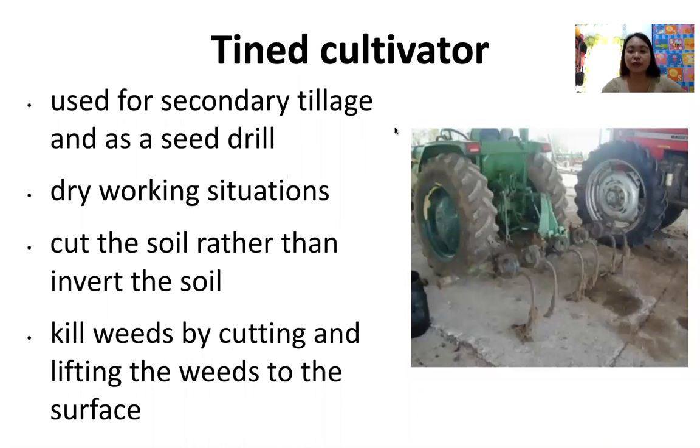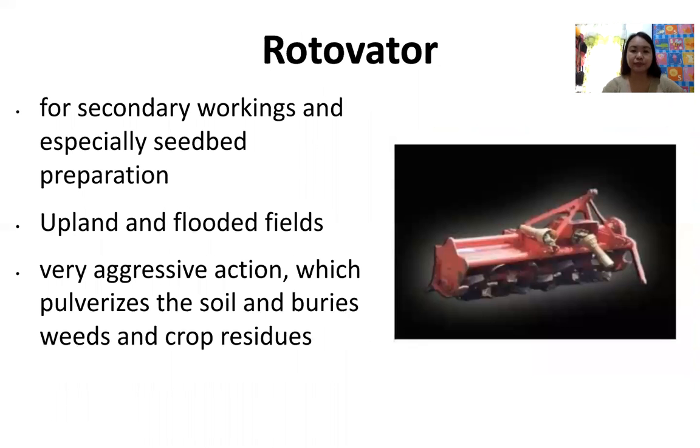And the last one, we have the tine cultivator. As shown in the photo, it is used for secondary tillage and as a seed drill at the same time. It's used for dry working situations. It will cut the soil rather than inverting it, and it will also kill weeds by cutting and lifting the weeds to the surface.